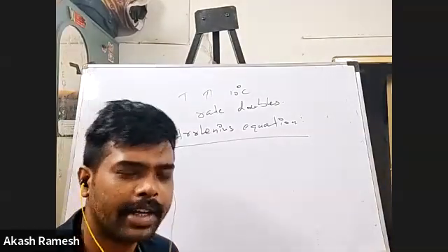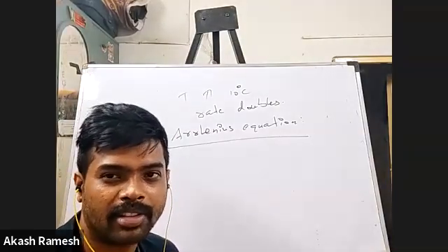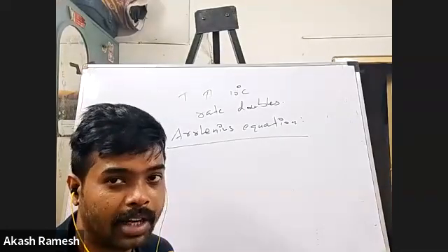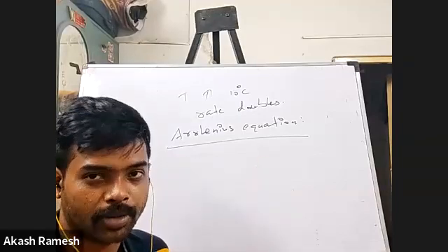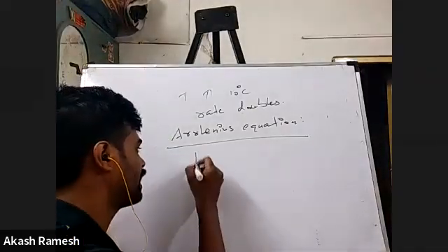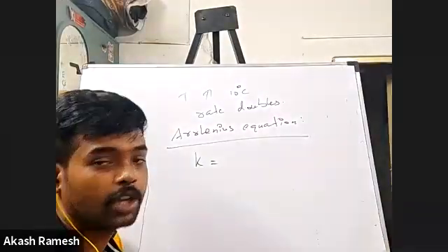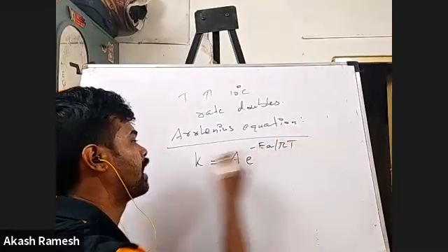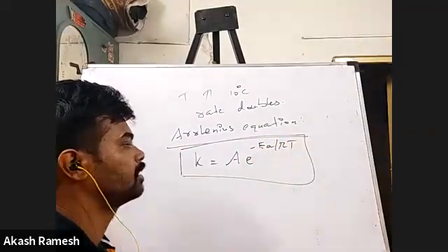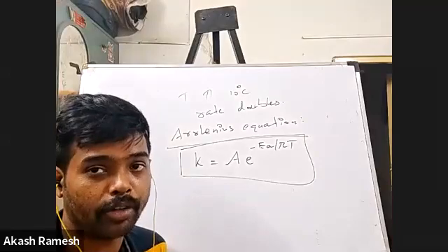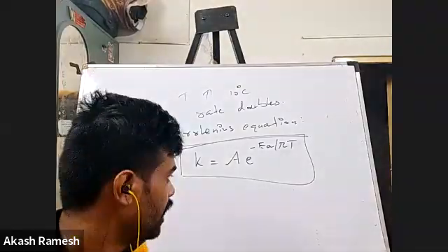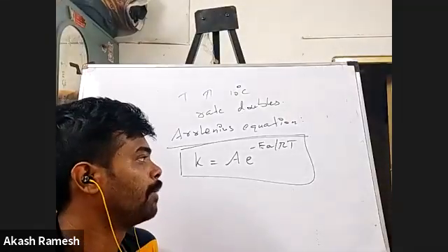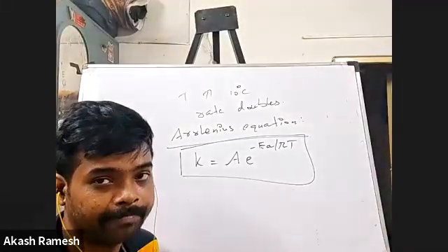There is actually a derivation for this, but the derivation is a little complex. It is out of the scope of 12th. If you go to college, maybe you'll study it. But now I'm going to directly give you the equation. The equation goes like this: K, the rate constant, is equal to A e power minus EA by RT. This is an equation which you have to remember: K is equal to A into exponential of minus EA by RT.